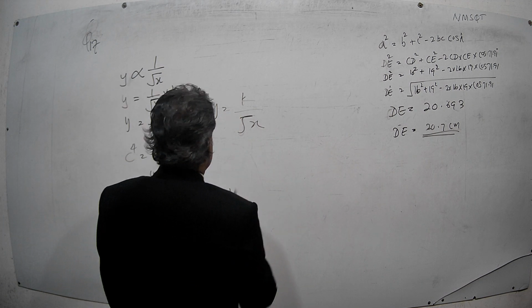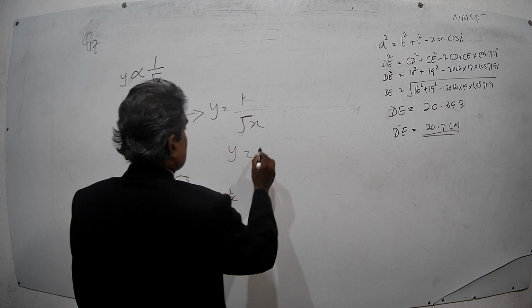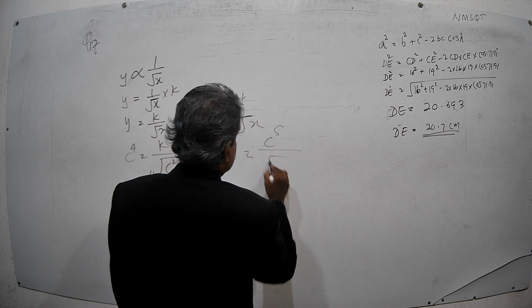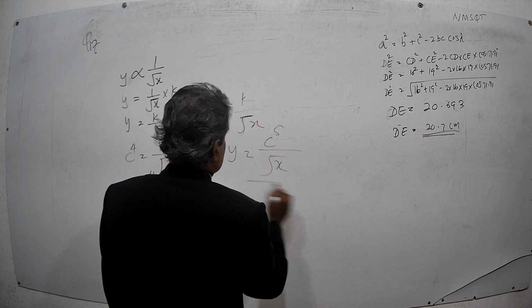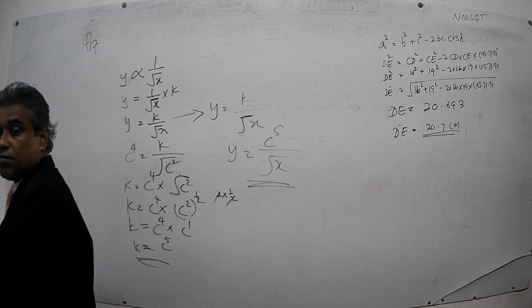Then we substitute. y equals, and k is how much? c to the power 5. Then the bottom will be the square root of x. That will be the answer. That is the formula for y. Okay, that is done.